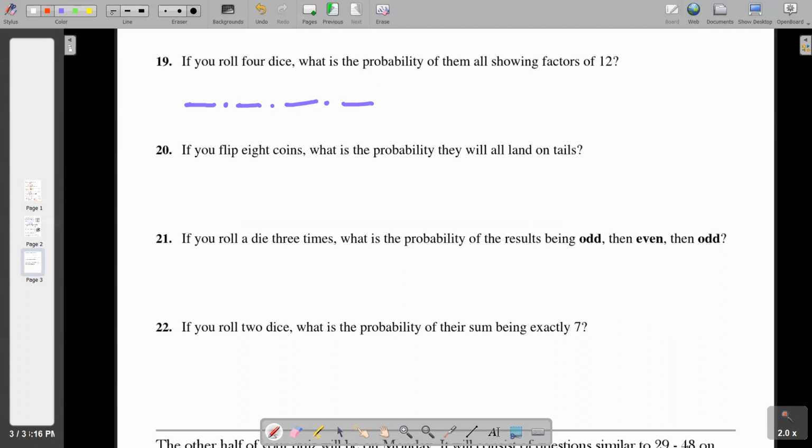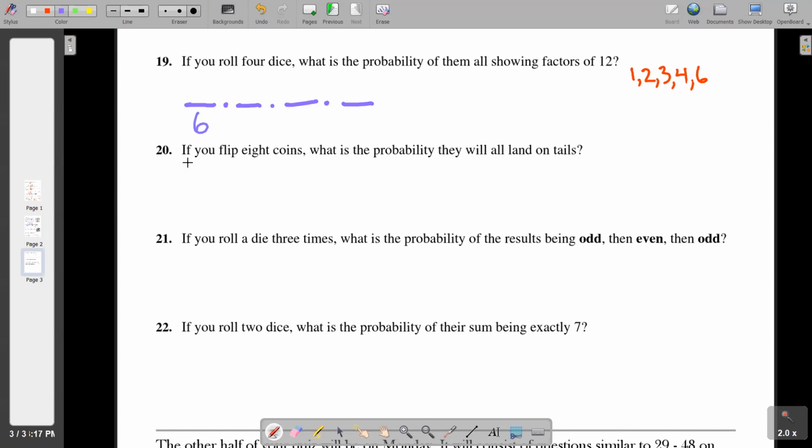What's something my teacher might want to know at this point? What are the factors of 12? I sure wish someone would tell me what they were. So here I go. I know my factors. They are 1, 2, 3, 4, 6, and 12. But I'm not going to list 12 because it's not on a die. So there they are.